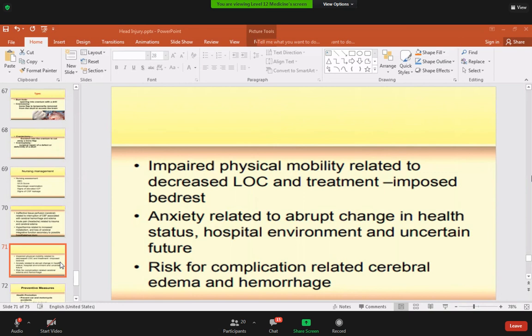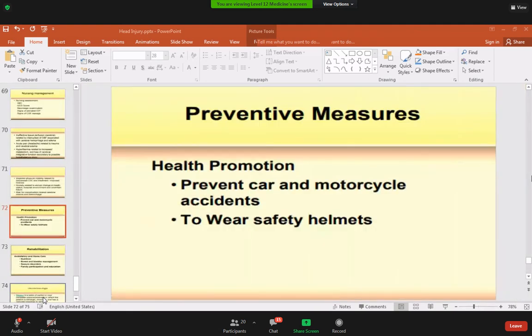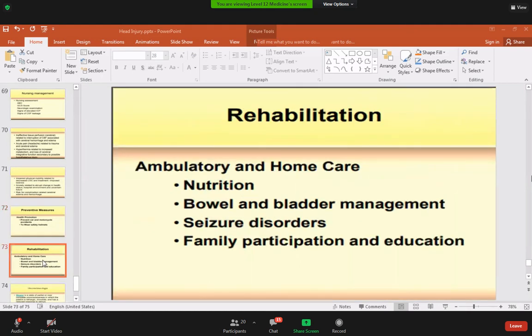Anxiety related to the abrupt change in the health status and hospital environment, and certain features should be discussed. And the risk of complications related to cerebral edema and hemorrhage should be weighed out. Now, preventive measures should be through good education, and use of safety measures like helmets and proper seatbelt use. And rehabilitation is advised in certain cases if the patient is having continuous problems or severe injury with consequences or permanent damages. They should be given care in some hospices or at home.